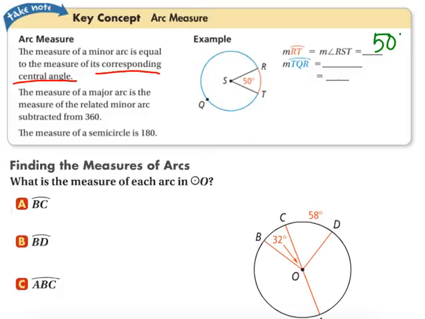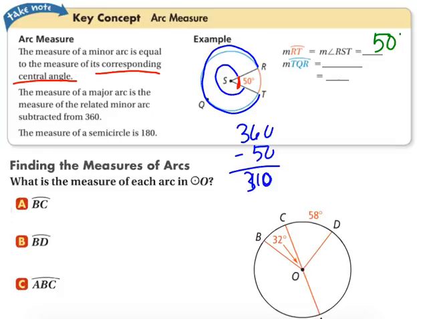Next part here, find the measure of arc TQR. So that's this major arc. Well, how can I find that? Well, if I know that this angle right here is 50, what's left of 360 for this angle here? So 360 minus 50, 310. So the measure of major arc TQR is 310 degrees.